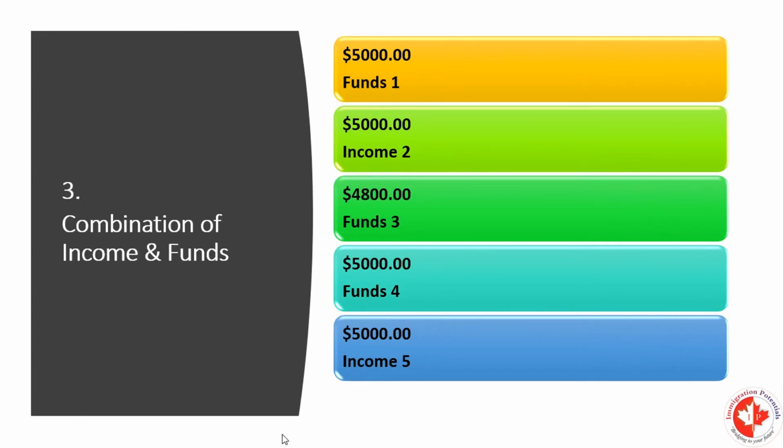Number 3. So number 3, G5 sponsors can use combination of income and deposited funds. As you can see on the top row, 5,000 funds is deposited from group member 1, 5,000 commitment is made by group member 2 from his or her income, and then number 3, $4,800 funds is deposited to a joint account. Number 4, $5,000 is deposited to a joint account, and group member 5 makes a commitment of $5,000 from his or her income, which again, when you calculate all of them, is $24,800.